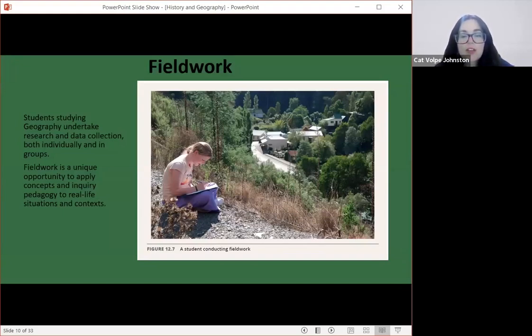It's a great opportunity for them to apply the different concepts that I mentioned before, those 7 concepts, and be engaged in inquiry pedagogy and being involved in their local community. Usually students will go out into the local community and be involved in data collection there, and that can be more relevant for them and probably more interesting as well.